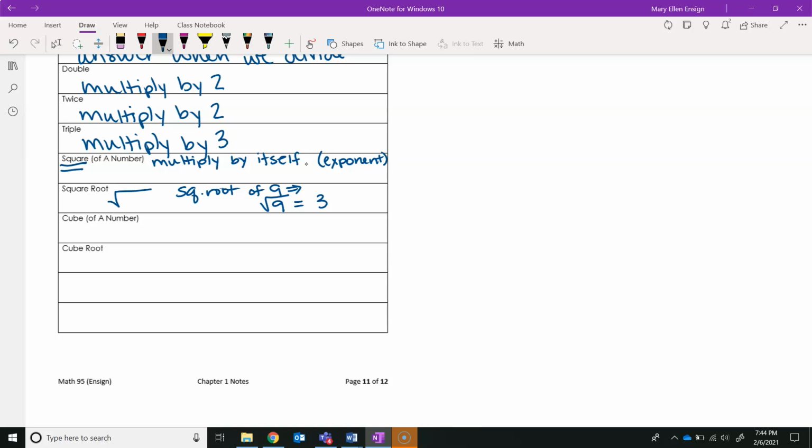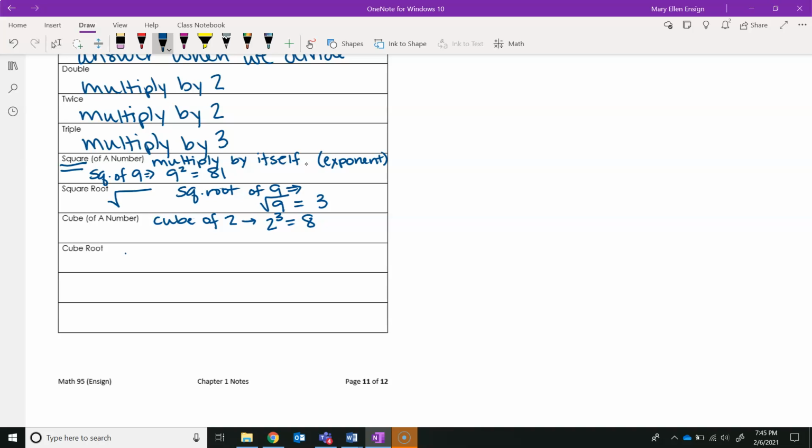So the square of 9 is 9 squared, or 81. Okay, so if it doesn't say root, it's the exponent. If it's squaring something, that's one thing. If you're square rooting, that's the other. Same idea here. So cubing a number, let's say the cube of 2 is 2 cubed, which is 8.